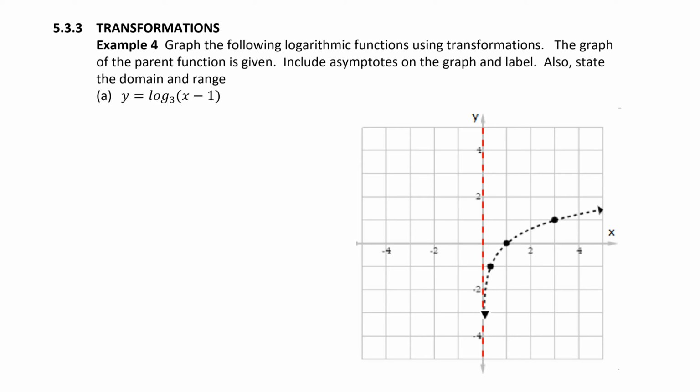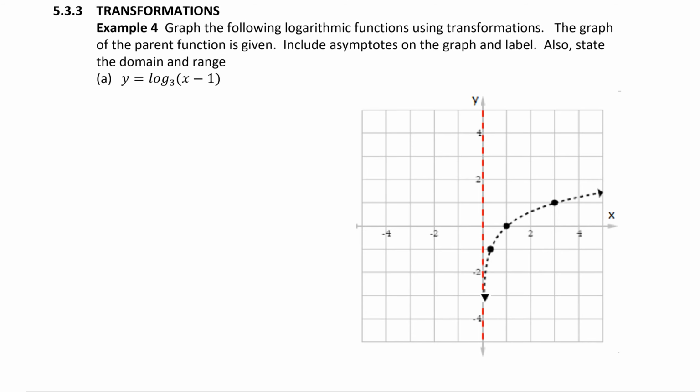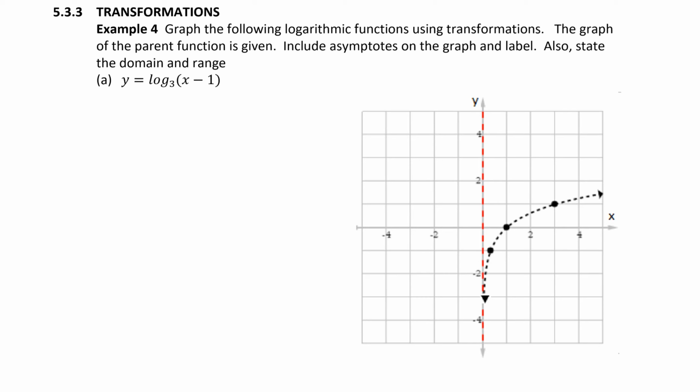The graph of the parent function is given. Include asymptotes on the graph and label. Also state the domain and range. Anytime we graph by transformation, we begin by identifying the parent function. In this case, the parent function is the most basic logarithmic function we can identify. That is log base 3 of x.